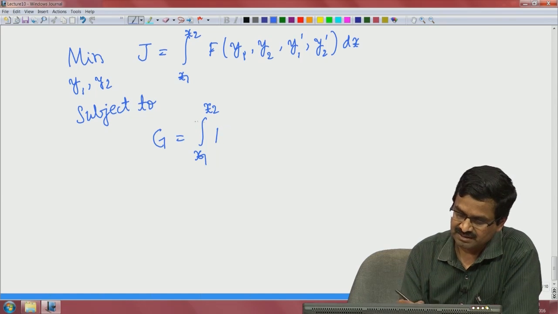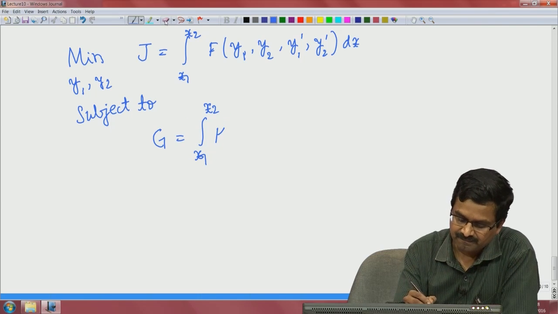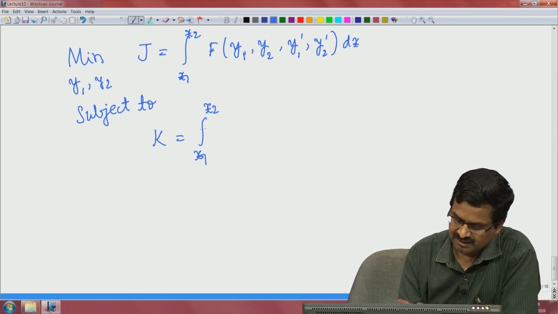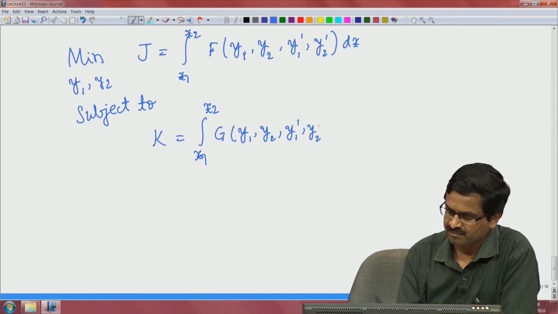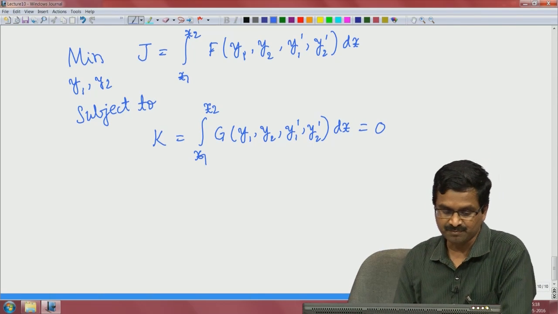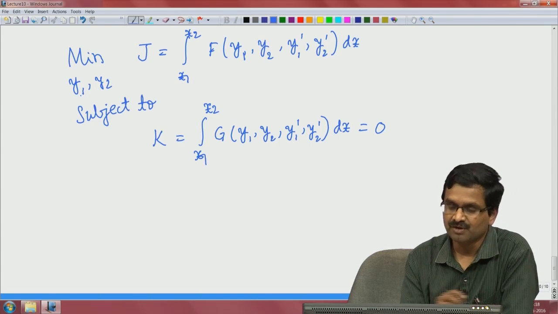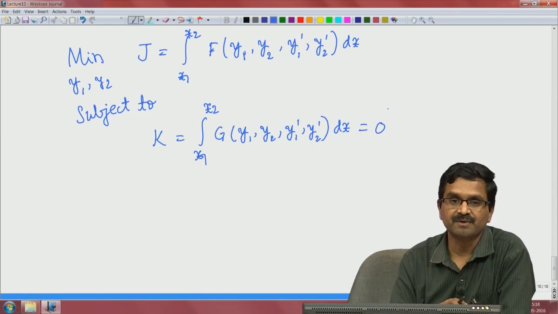Okay. So, let us say that is g. I will use some, okay, let us call this k and call this g. Let us say k, where this g, it can also be y1, y2, y1 prime, y2 prime dx. Let us say this should be equal to 0. If we have such a problem, then we have two unknown functions y1, y2, we can find it by satisfying this constraint that is given, as well as to minimize the objective function.